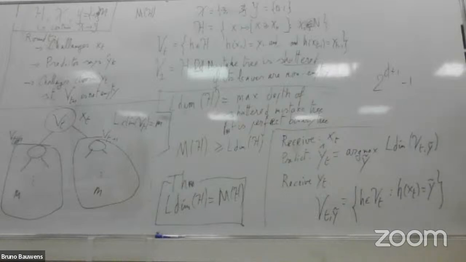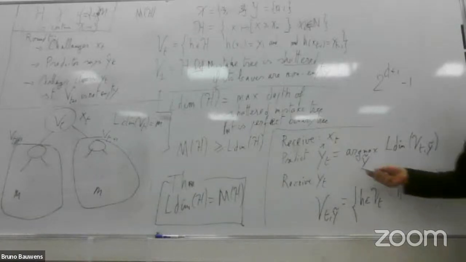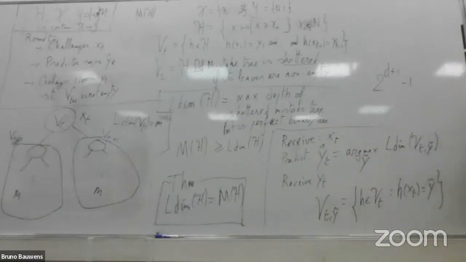And so the only way that the Littlestone dimension does not decrease is if the label belongs to a version space that does not decrease the Littlestone dimension. So whenever we make a mistake, the Littlestone dimension of the version space decreases by 1. And so after m mistakes, we will end up in a version space with Littlestone dimension 0.